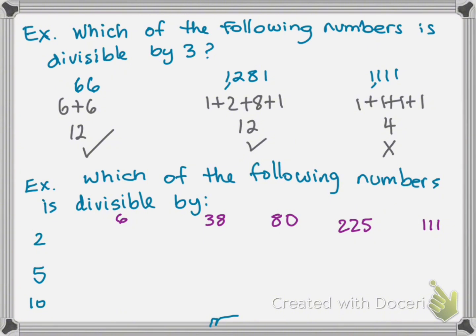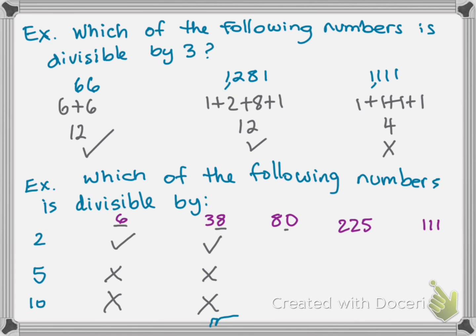In this one, it says, which of the following numbers is divisible by 2, 5, and 10? So we have to do kind of like what we did in the first example, which is look at each number and decide if it is divisible by each one of those numbers or not. Since the number is 6, an even number, it is divisible by 2. Now, it does not end on 5 or 0, so it's not divisible by 5 or 10. We do the same thing with 38, and 38 finishes on 8, so it is divisible by 2, but it's not divisible by 5 or by 10.